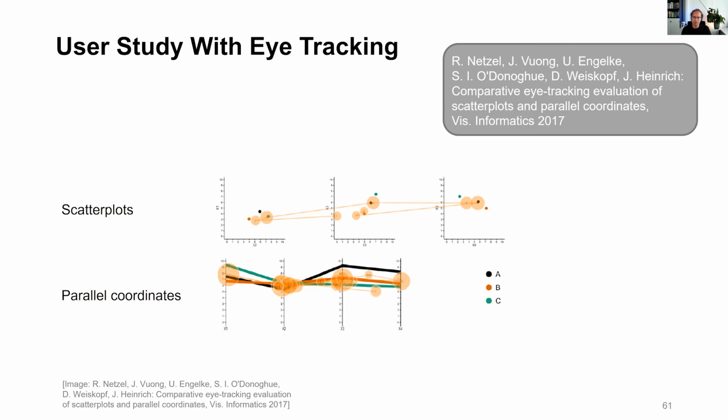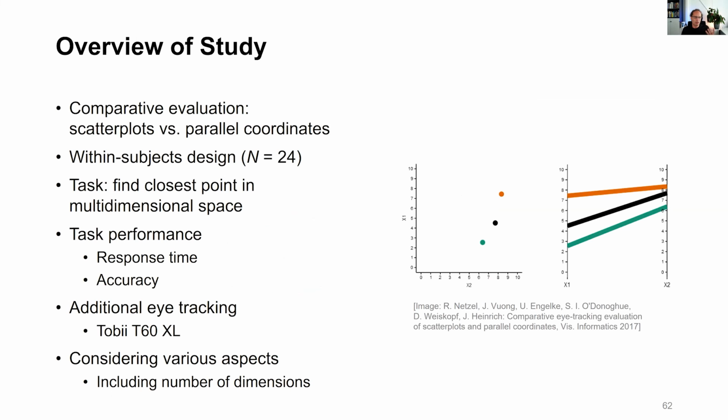So in this paper or study, we looked into scatter plots, or rather collections of scatter plots, in order to be able to show more than 2 data dimensions. And we also looked into parallel coordinates. Here's a quick overview of the key elements that we used in the study. First, it was meant as a comparative evaluation, comparing between scatter plots and parallel coordinates. We used a within-subjects design, with 24 participants. And the task was to find the closest point to a given reference point in multidimensional space.